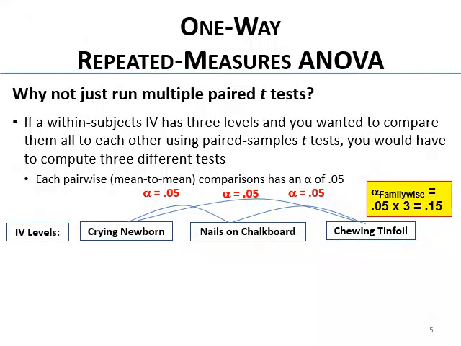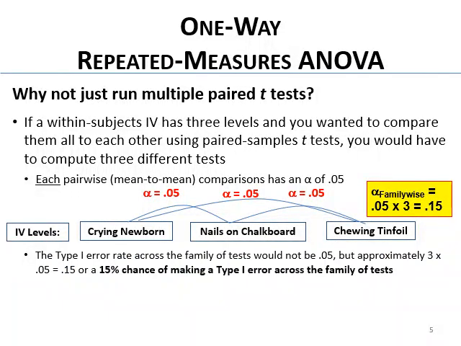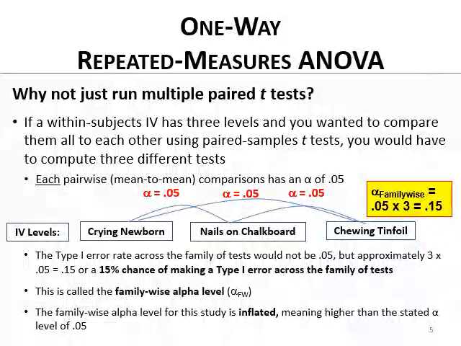So we call that your family-wise alpha level. You've got a 15% chance of making a type 1 error, not a 5% chance. So this is type 1 error inflation again. So you have a 15% chance of making a type 1 error if you were to do separate t-tests versus doing the ANOVA. The ANOVA controls for it in one test. And again, we call that your family-wise alpha level. It's bad, you don't want to do it. And it would be inflated, and so your alpha level would be higher than your stated alpha level, which is a no-no in research.